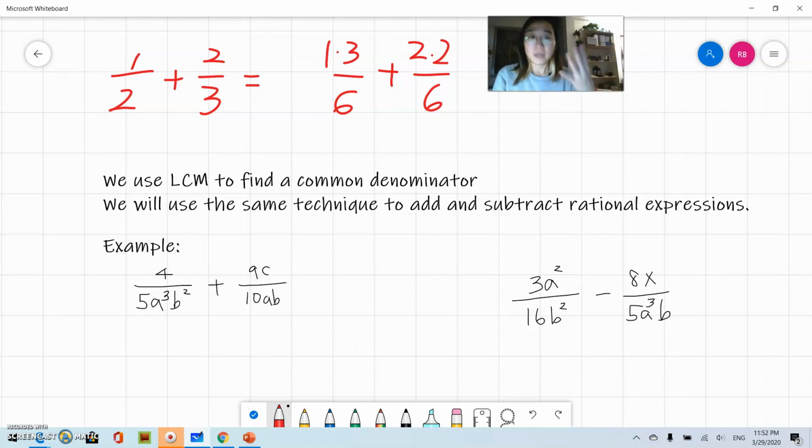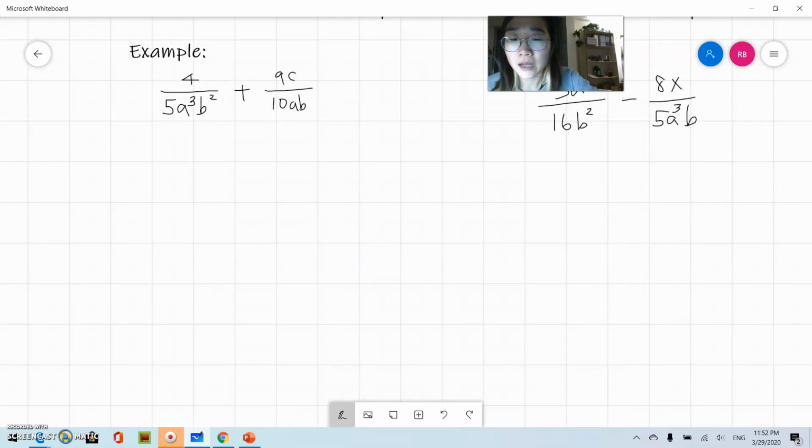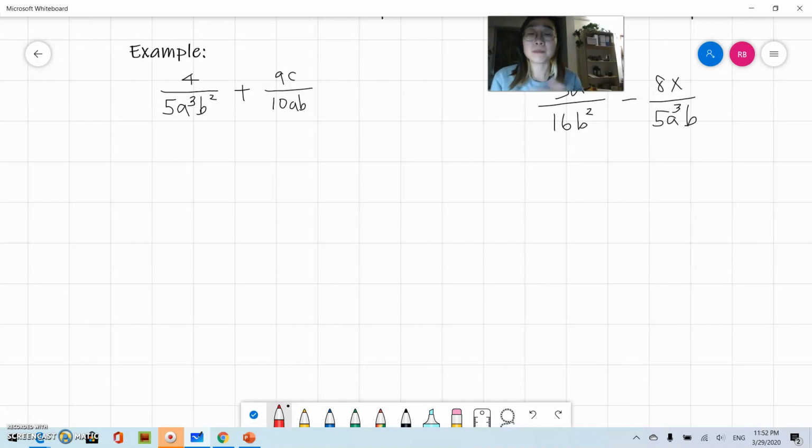So same exact principle, it's just that you have variables now. So let's look at making a common denominator first by finding out our LCM. 5 is a prime number, so it's already done. 10 is 2 times 5. So the LCM of this is 2 times 5 times a times b, except a is to the power of 3, the cube, and b has a power of 2.